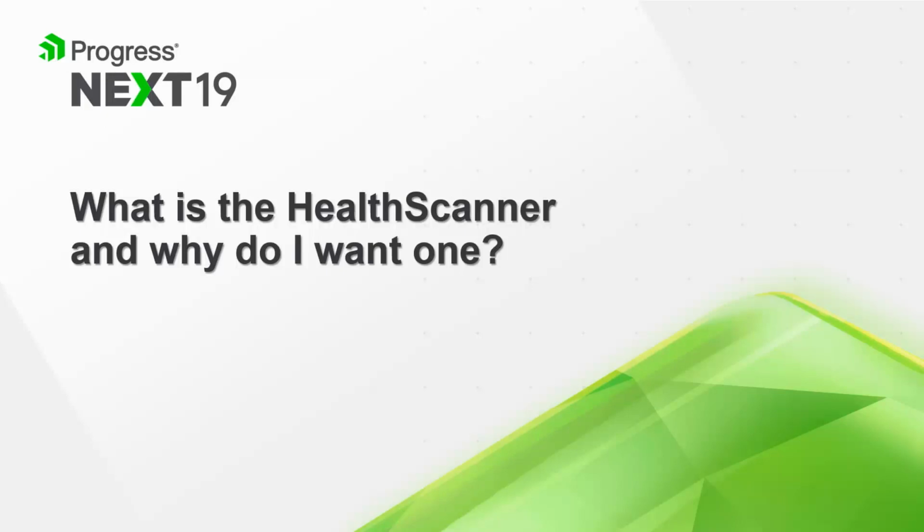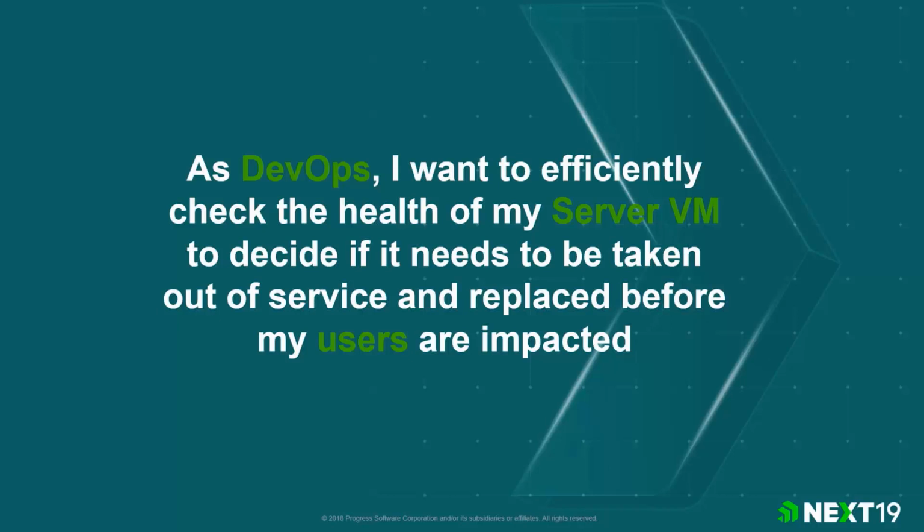So our primary use case for this is, as a DevOps, I want to efficiently check the health of my server VM to decide if it needs to be taken out of service and replaced before my users are impacted. This feature is geared toward running in the cloud with multiple VMs, where the VMs itself running the application server aren't the important piece. The important piece is your database, which is running on a different system. And these VMs are basically runtime engines that if they start flaking out, you just want to replace them. So your users have the most minimal impact.